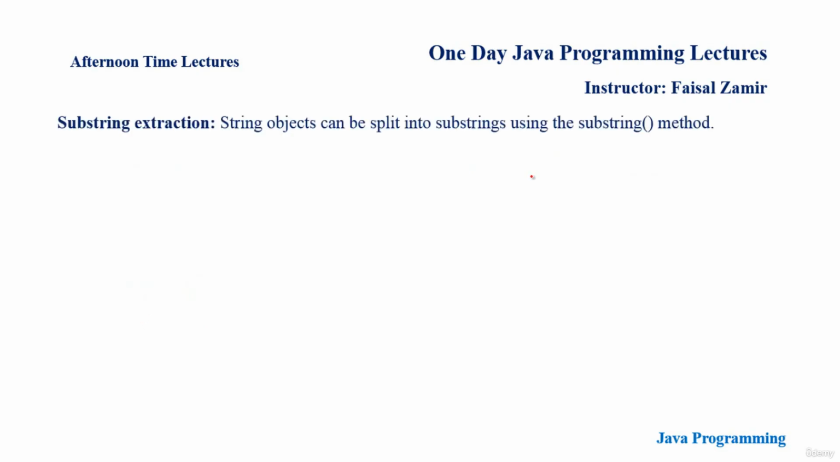Another one is substring extraction. For example, this is the word hello in a string. I want to extract a specific range of characters, a specific substring, from my main string. How can I do this? For example, I want to extract from this position to this position. So a specific substring will be stored in another string variable. So the substring method is used to make a substring from a main string.